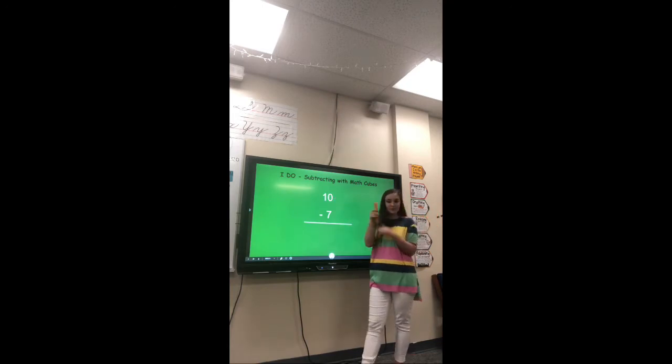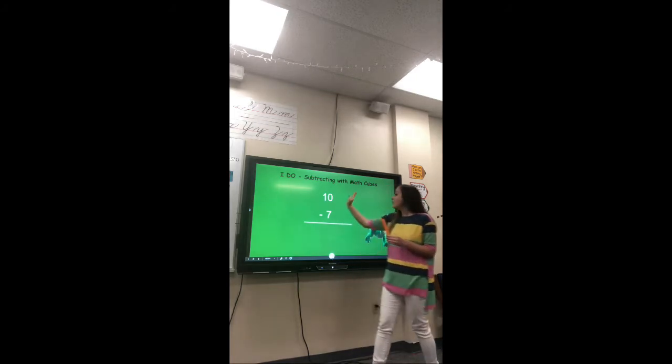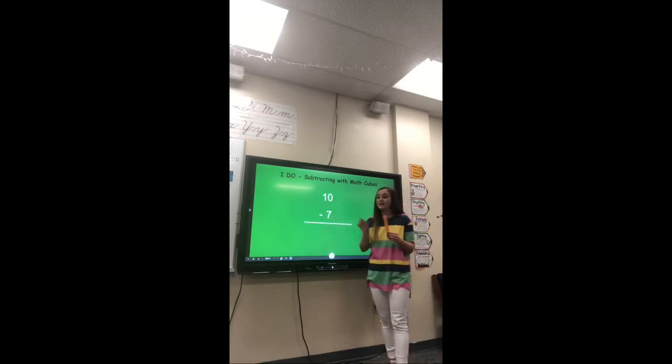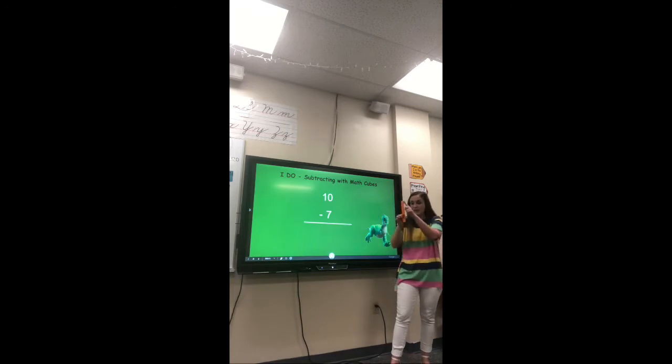Our next problem starts with 10, okay? So I already know I have 10 because I already counted them, so I don't have to count them again. So my new problem is 10 minus 7. So when I have minus 7, I have to take away 7 of them, okay? So I have 10 to start with, and I'm going to take away 7 of the cubes.